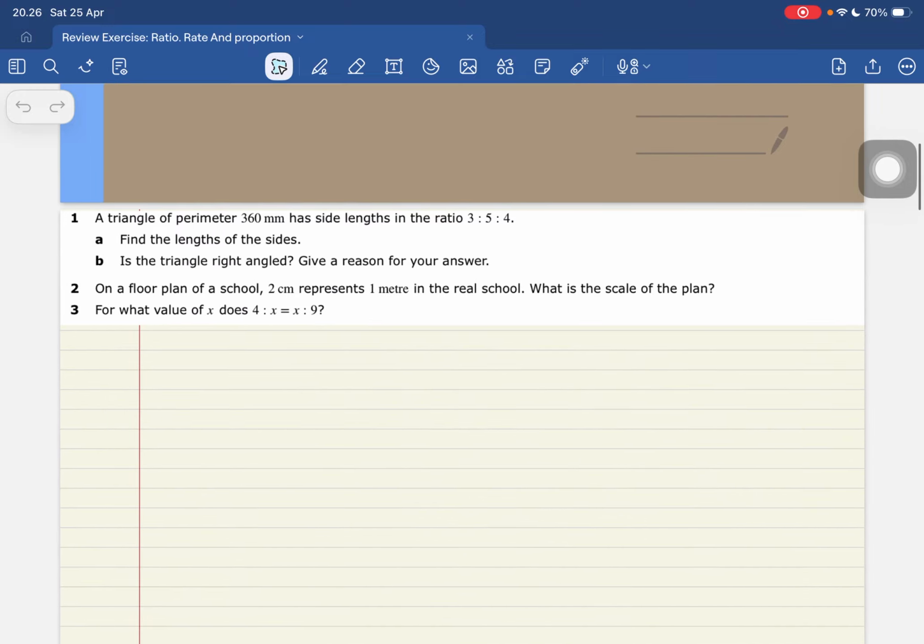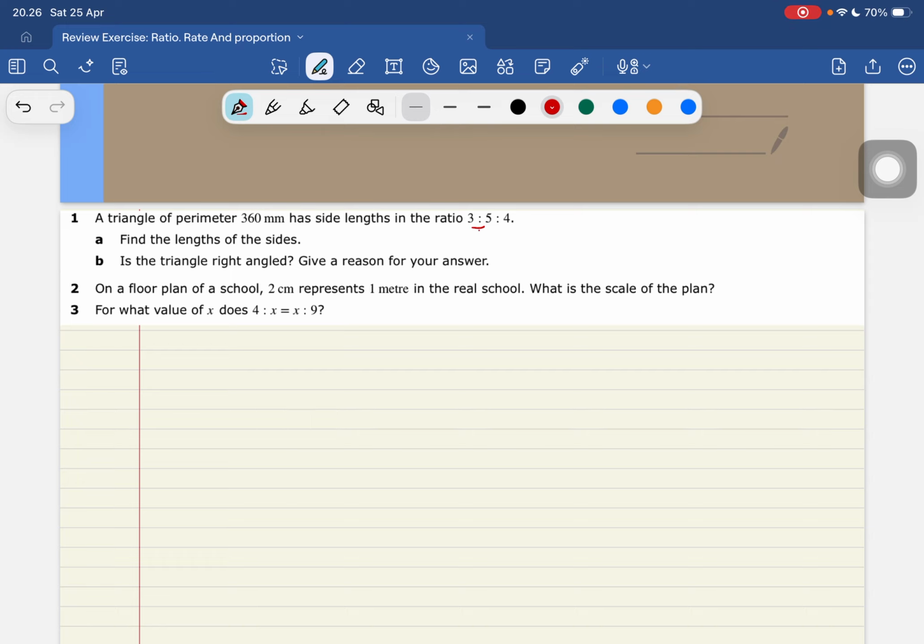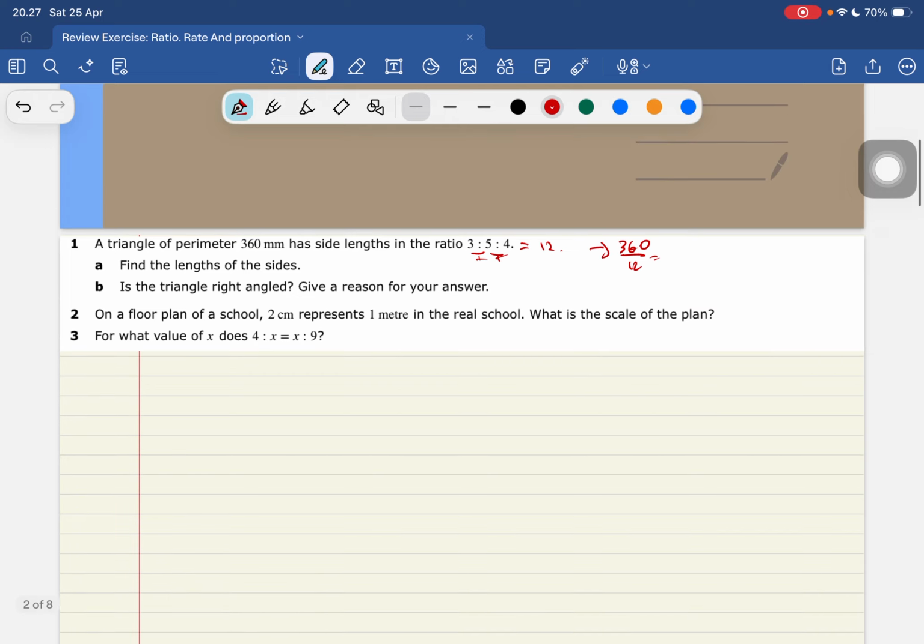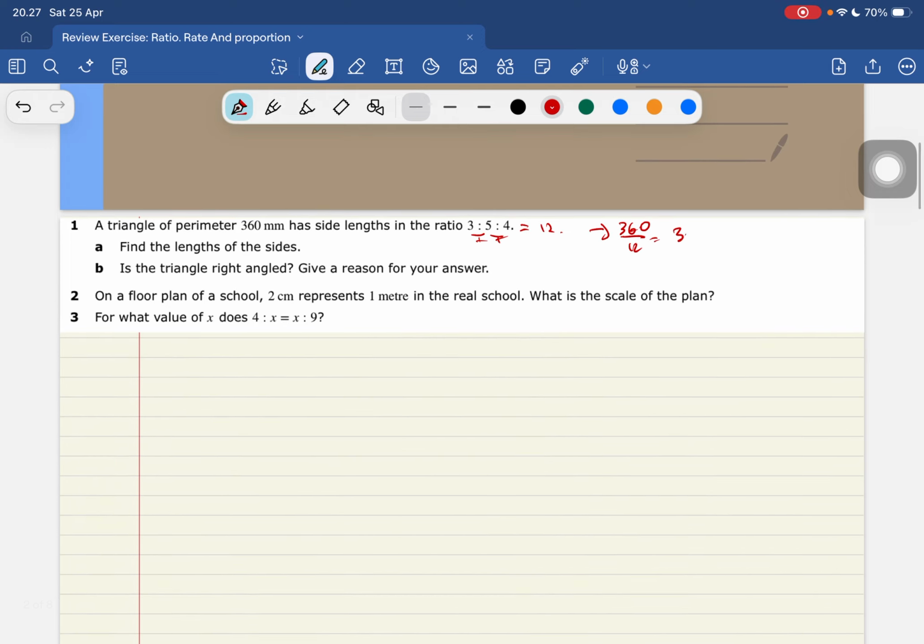Number one, a triangle of perimeter 360 has side lengths in the ratio 3, 5, and 4. So we can add all to know how many parts there are: 3 plus 4 plus 5, so we got 12. Then we divide 360 by 12 to know how long one part is. So 360 divided by 12, we got 30.